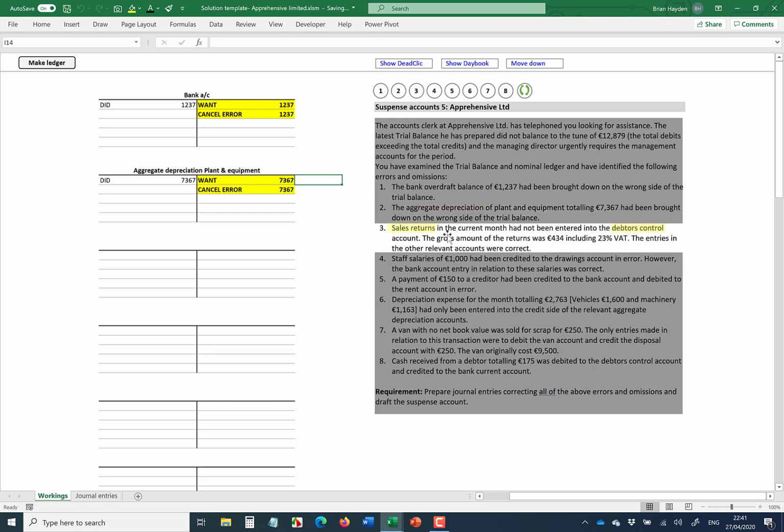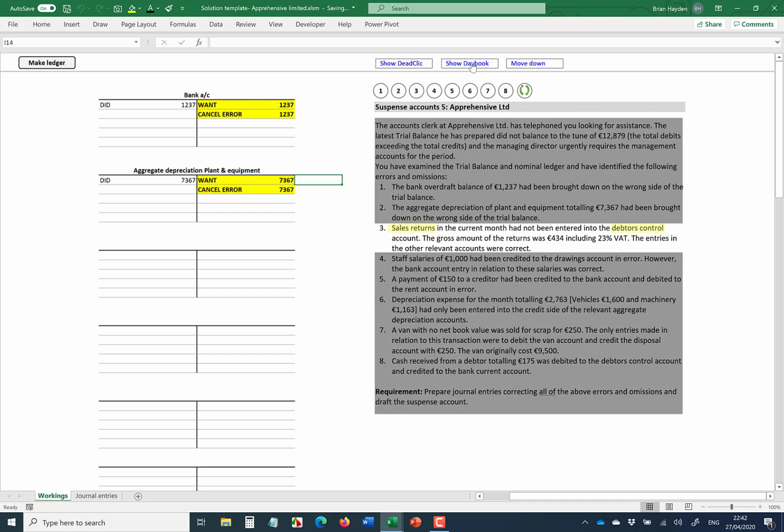Okay, so sales returns in the current month had not been entered into the debtor's control account. The gross amount of the returns was 434, including 23% VAT, and the entries in the other relevant accounts were correct. Now, this is concerned with sales returns. So the way I think about this is, if I know what to do with a regular sale, I do the exact opposite for a sales return.